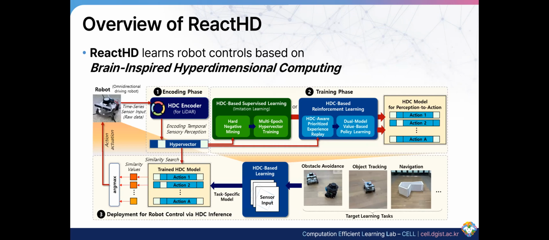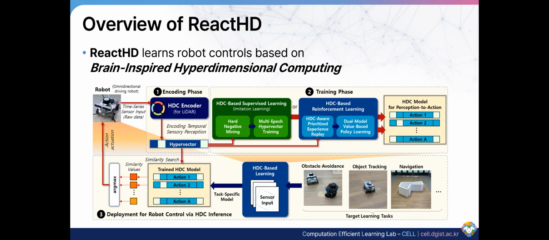So let's think about this one. We have the robot on the left side. Then originally it collects some information. And for this work, we focused on the LiDAR, which measures the distance for different degrees. And then by encoding those into a hypervector, it means the perception hypervector. Then we are doing two different things.